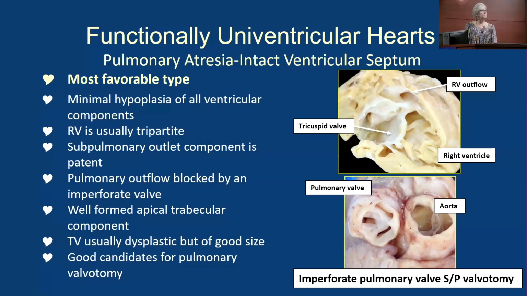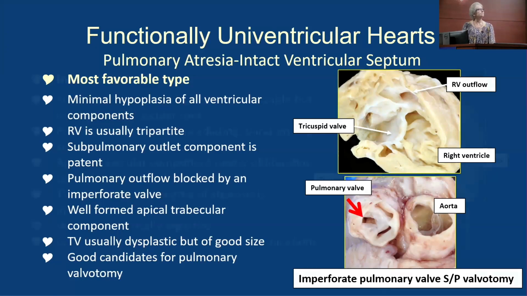You can see in the top image, we have a well-formed apical trabecular component, and the tricuspid valve opening is of good size, but it is quite dysplastic. So this can cause additional issues with even the most favorable type. The pulmonary valves in this favorable spectrum, even though they're imperforate, are good candidates for a valvotomy. And you can see in the bottom image, there was an imperforate valve that did have a perforation in the cath lab.